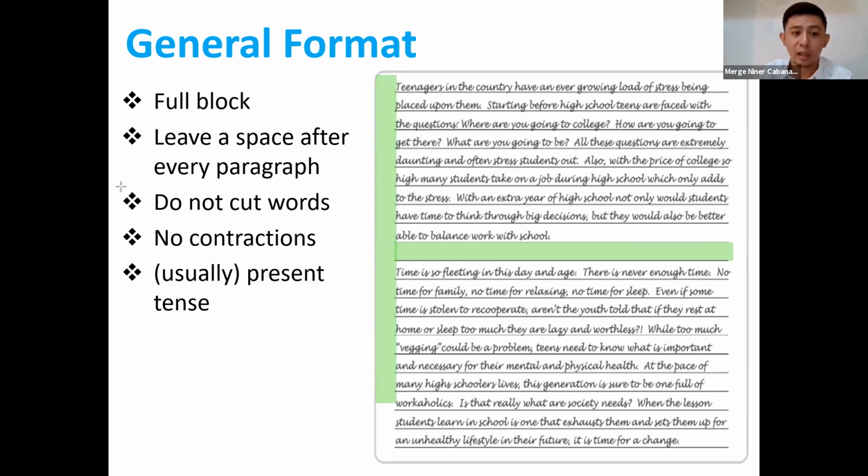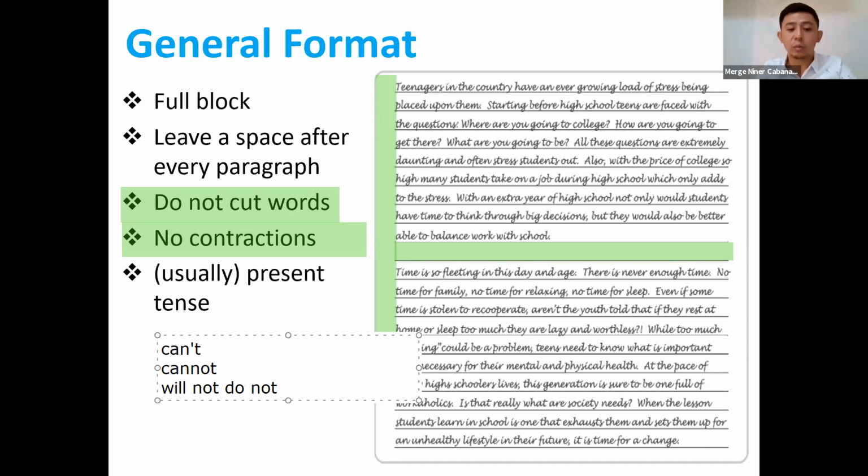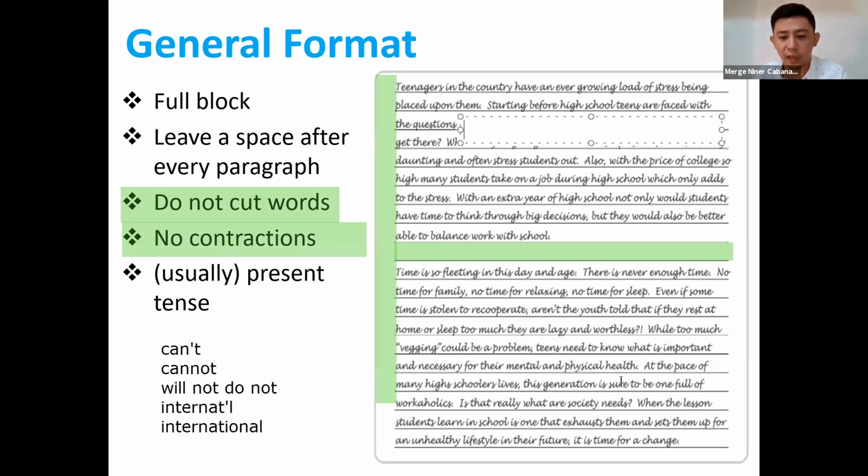Do not cut words, all right? Do not cut words. Avoid contractions. So for example, if I write the word can't, that is considered informal. So instead of writing can't, I should write it as cannot, will not, and do not, instead of don't, won't, can't. So no shortcuts. If I am going to write the word international and you write it in shortened form, it is wrong. It should be the complete word, international. That's it. All right. So that is how I want you guys to write your essay. Okay. No contractions. Just follow the general format of your essay.